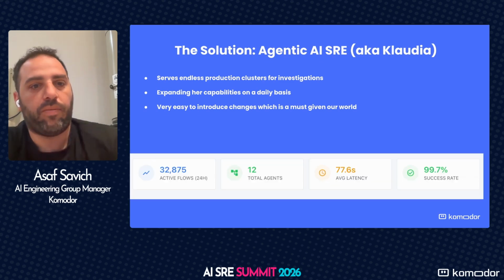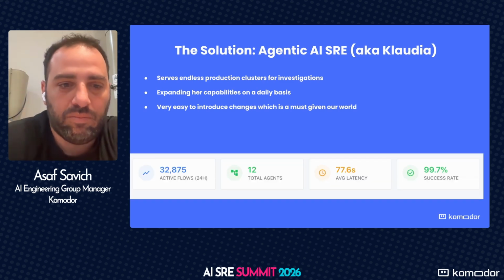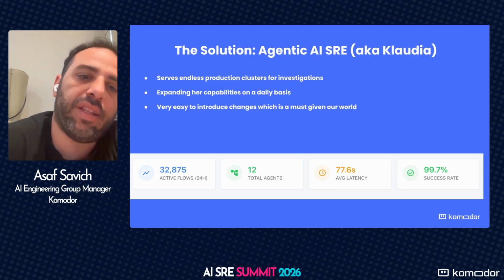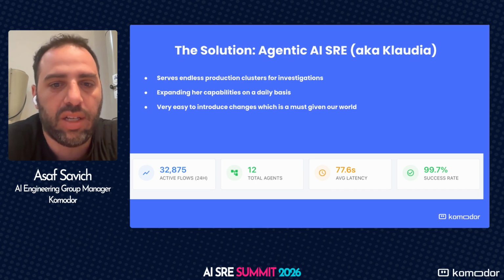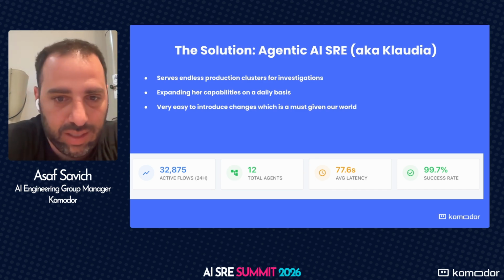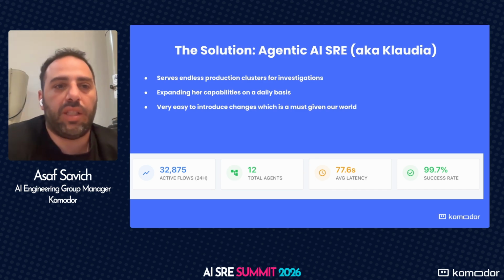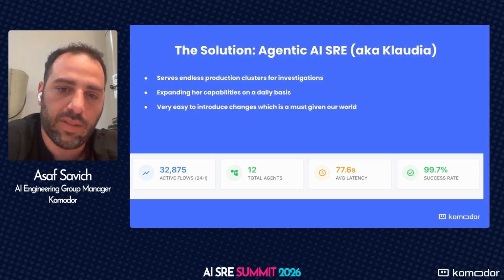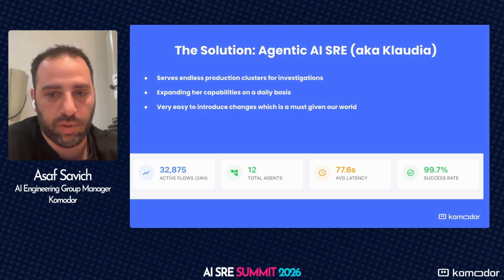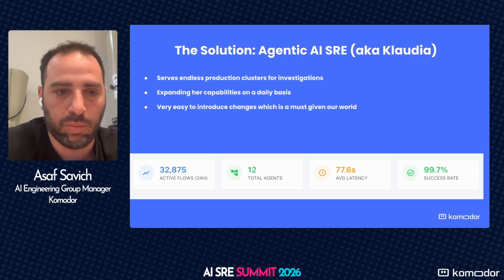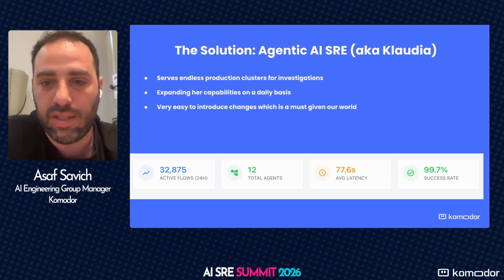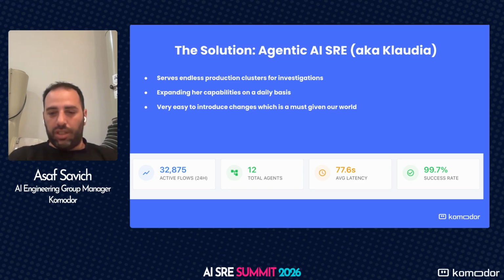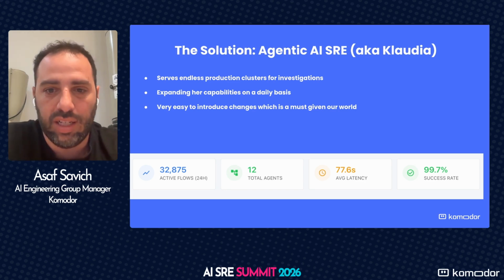These are real numbers that you see here. We had around 32,000 investigations, with 12 different agents taking part in those investigations. The average latency was around 77 seconds. But the thing we are the most proud of is our success rate. We were able to pinpoint the exact solution in 99.7% of the investigations, out of the 32-something thousand investigations. This is something we need to make sure is good and amazing.